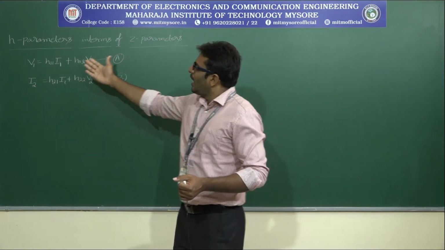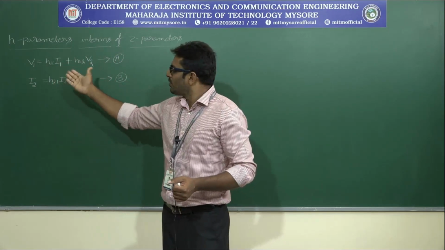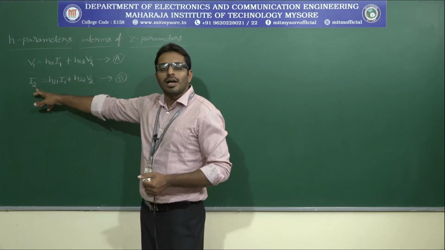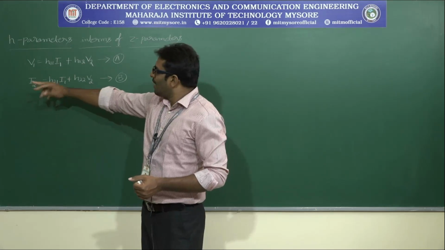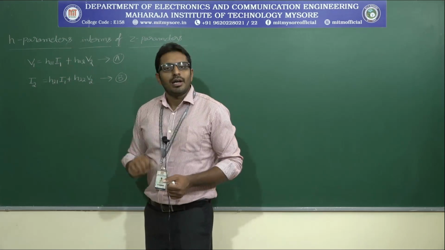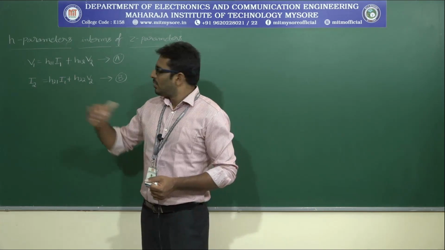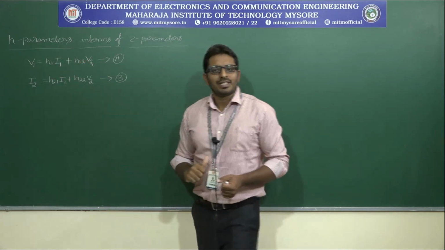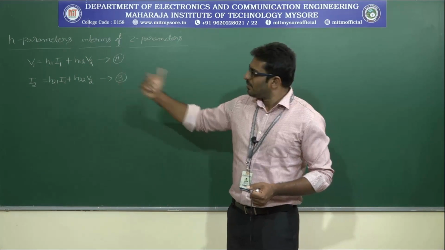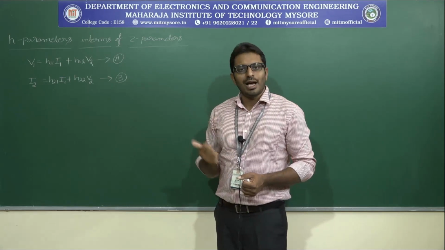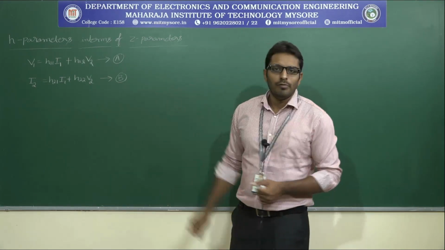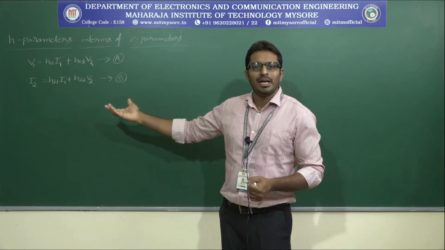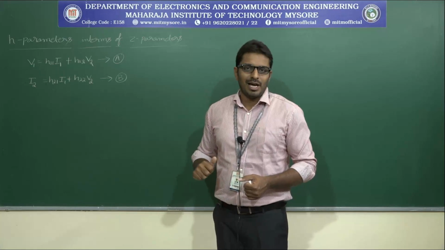I have already written the H parameters standard equations. What are the H parameter equations? V1 and I2 are dependent variables, whereas I1 and V2 are independent variables. What are the equations? V1 is equal to H11 I1 plus H12 V2. Similarly, I2 is equal to H21 I1 plus H22 V2. Now, we need to express these H parameters in terms of Z parameters.